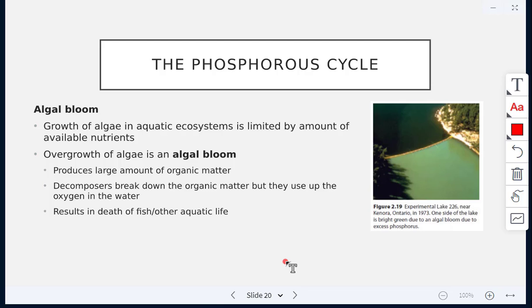So overgrowth of algae is going to produce a large amount of organic matter, and then when decomposers break down that organic matter, they use up the oxygen in the water, and therefore there's more death. There's death of fish and other aquatic life, and it just continues and worsens. So here, this is near Ontario. It's in 1973. One side of the lake is bright green because of the algal bloom, because of excess phosphorus.